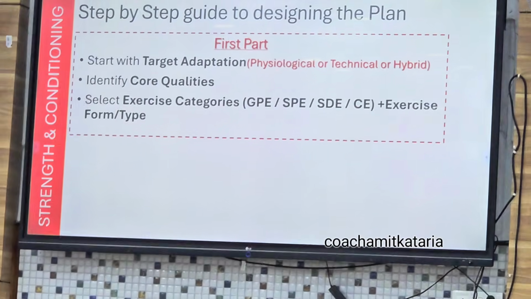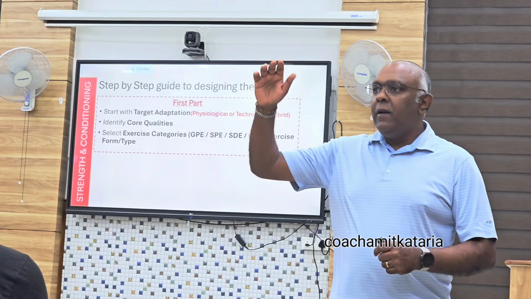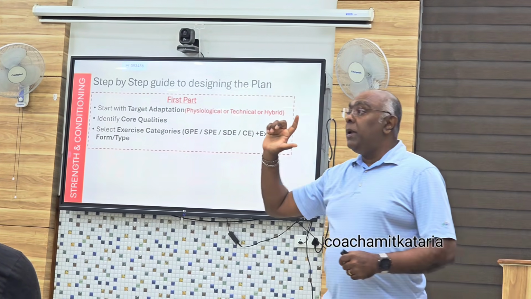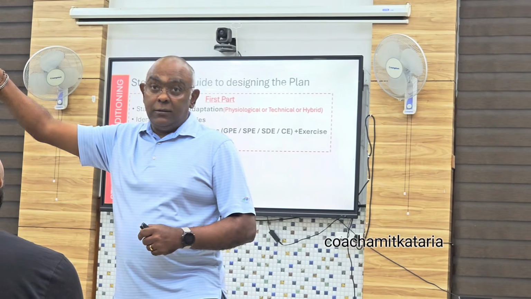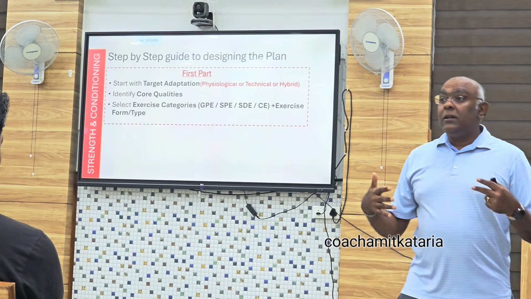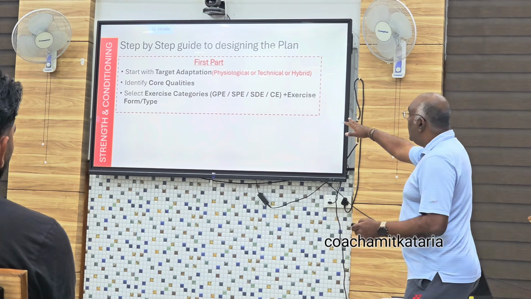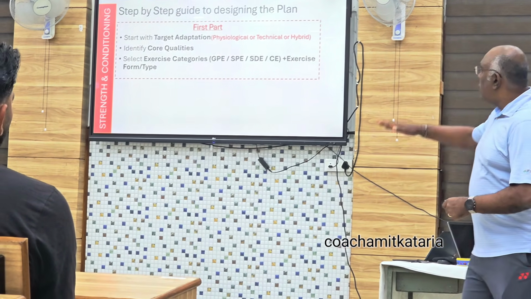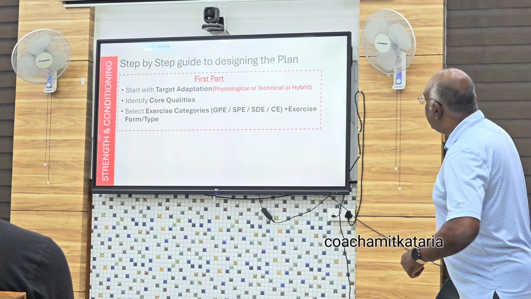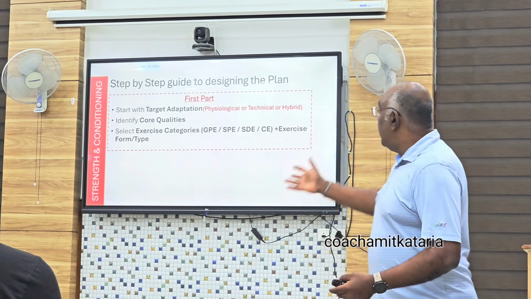First part, we'll identify what we call a target adaptation. Target adaptation could be physical development, could be technical development, or it can be a mixture of both. We call it hybrid. Both is needed. Then we'll identify the core qualities, speed, strength, and all that. Then this will be the crunch of our learning, the exercise category. We will talk in depth about GPE, SPE, SDE, and CE. These are our small terms. And what exercise forms can we use? That will be the first part.